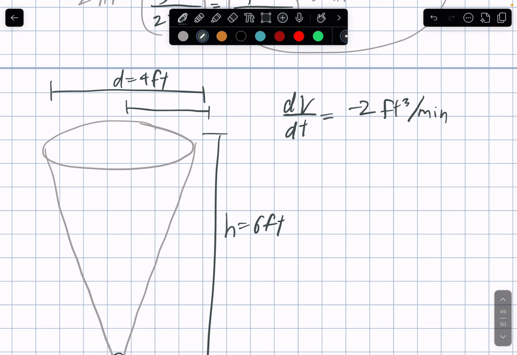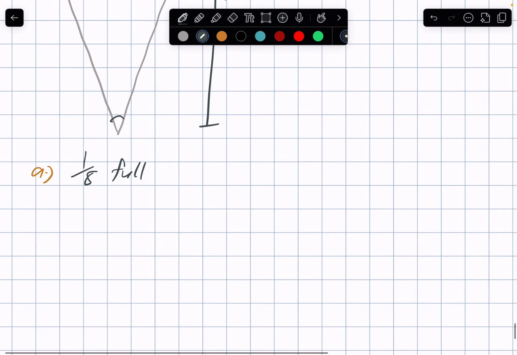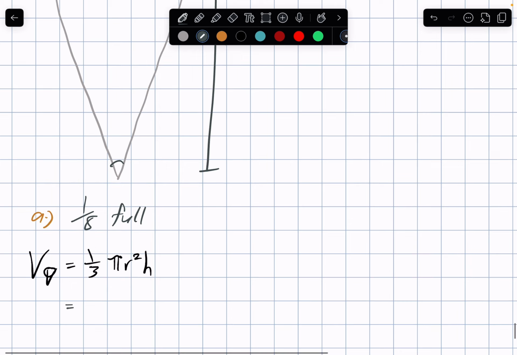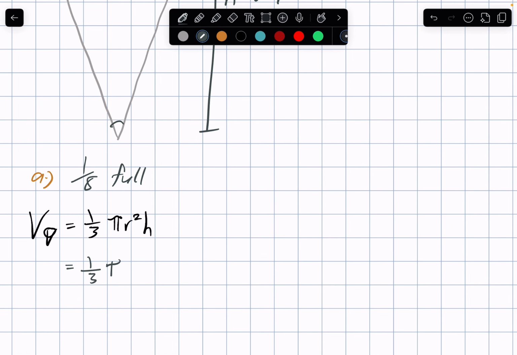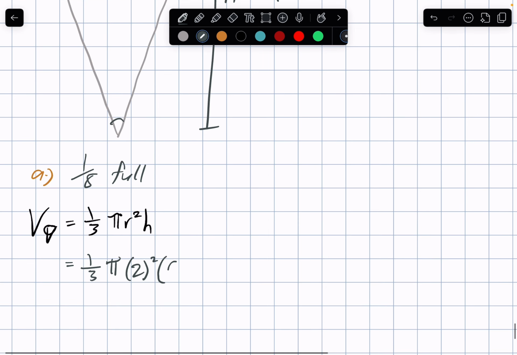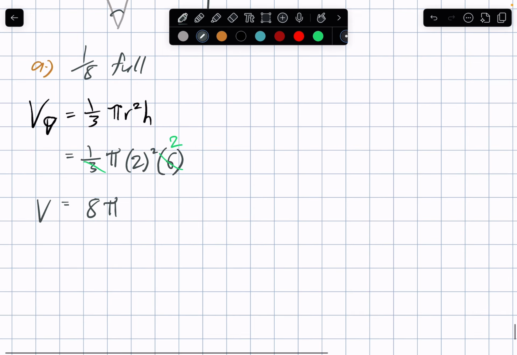Since the diameter is 4 feet, we already know the radius, it's 2 feet. The volume of a cone is 1/3 pi r squared h. When the tank is full, let's just substitute the values. First, radius is 2, right? And then height is 6. So 8 pi. This is the volume of the reservoir when it's full.